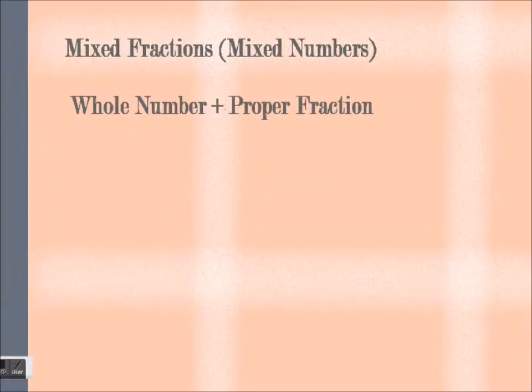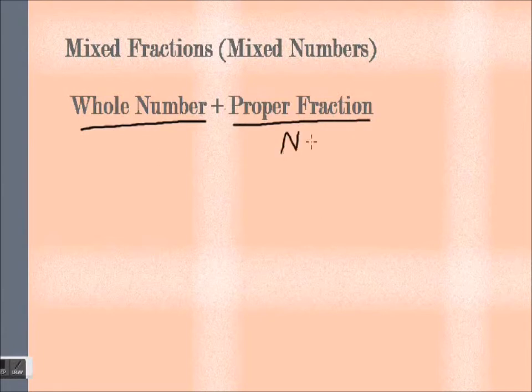Why is it called mixed? Well, because it contains 2 things. A whole number, take for example 2, and a proper fraction. Remember, proper is where the bigger number is on the bottom. 2 and a half, for example. This is a mixed number because you've got a whole number, 2, and a proper fraction, 1/2.